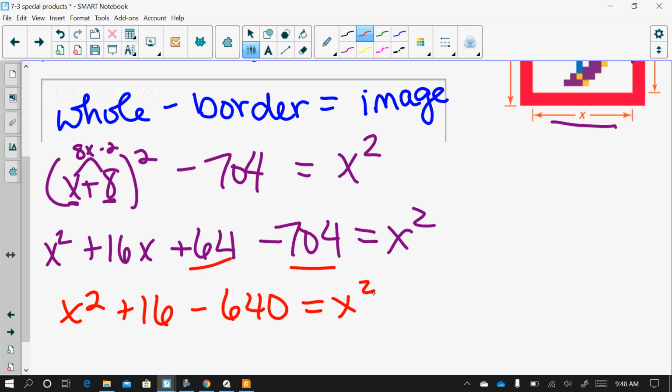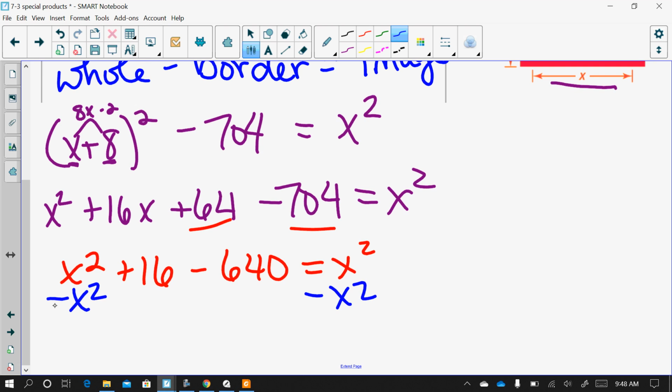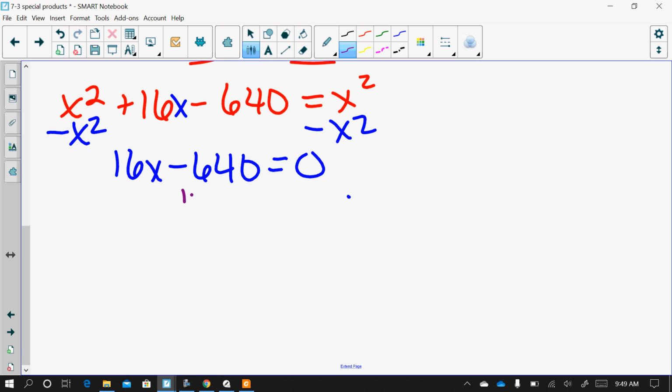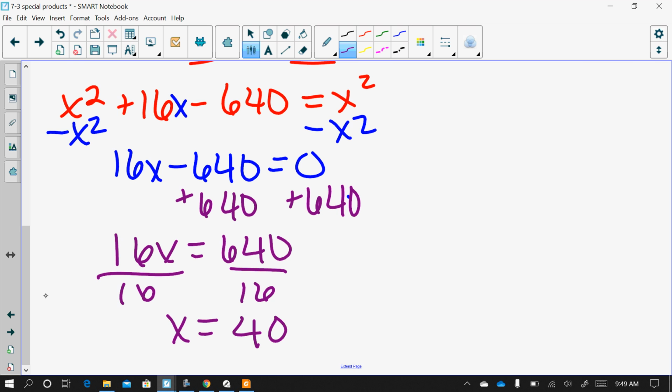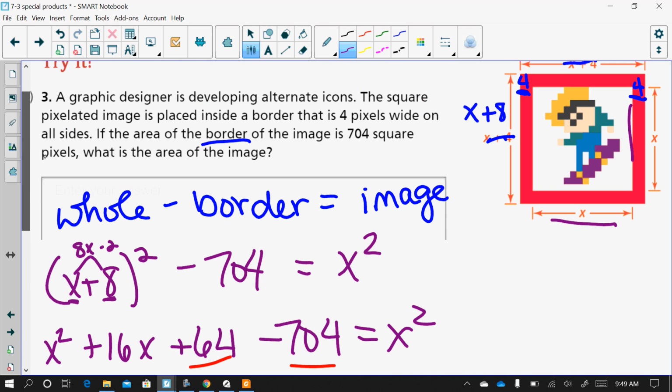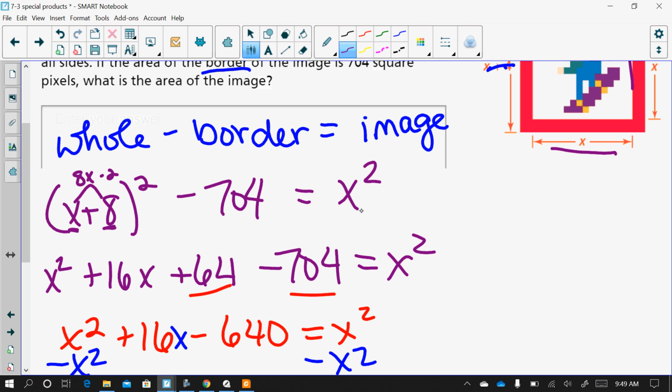Okay, we want to get rid of the x squareds because I have one on each side. So I have 16x minus 640 equals 0. Solve for x, add 640. 16x equals 640. Divide by 16. x equals 40. Then we want to know the area of the image. Remember, this was x squared, so I need to do 40 squared, and I get 1600. The area of the image is 1600 pixels.